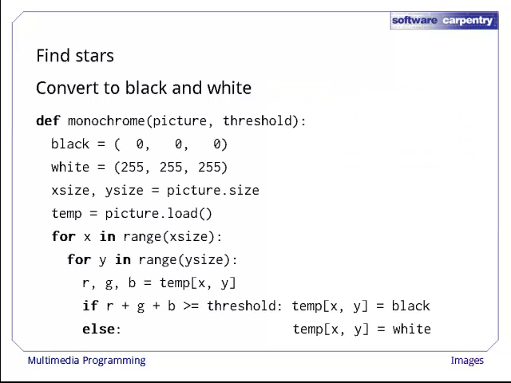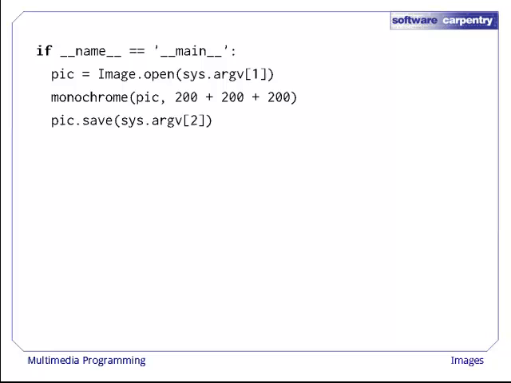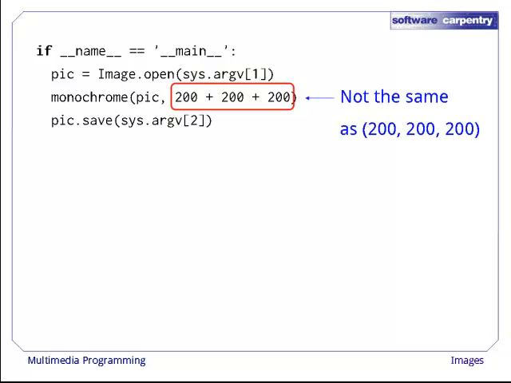We'll use black for stars and white for background, since it's easier to see black on white than the reverse. Our function, monochrome, loops over the pixels in the loaded image, replacing the RGB values of each with either black or white, depending on whether its total luminance is above or below some threshold passed in by the user. Let's run our function with 200 plus 200 plus 200 as a threshold, and use pic.save to save the result in a file. Remember, this threshold is a scalar, not an RGB triple. We're looking for pixels whose total color value is 600 or greater.